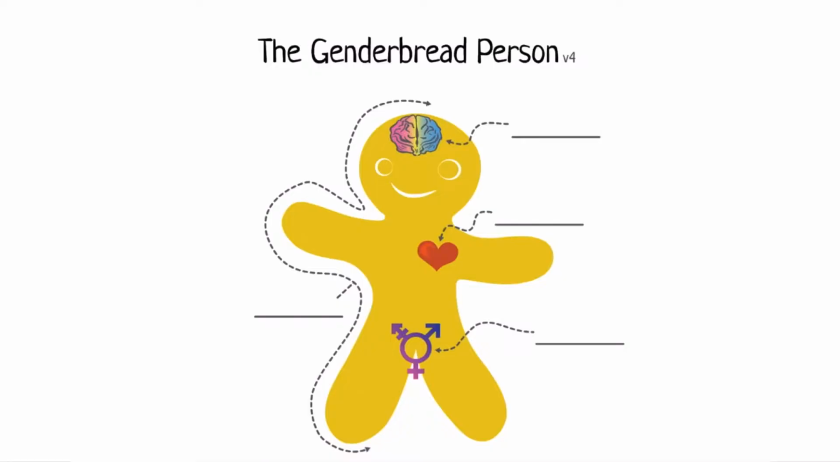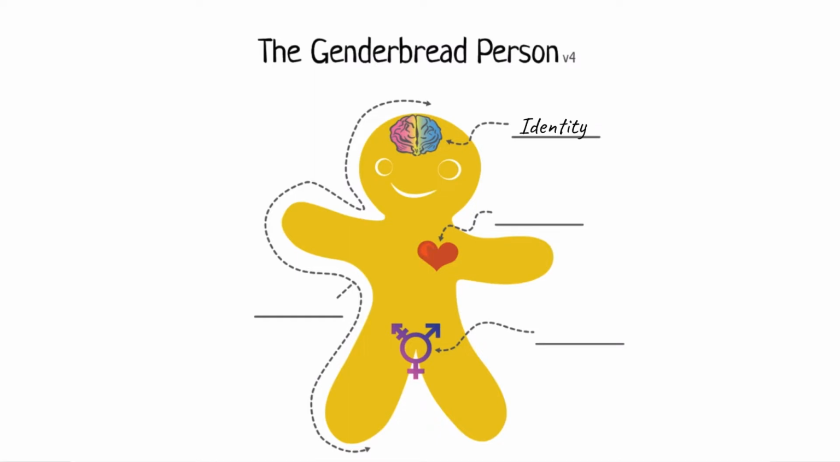On the first line, pointing to the brain, we can write identity. Gender identity is who we, in our heads, know ourselves to be based on what we understand to be the options for gender and how much we align or don't align with one of those options. Gender identity is our psychological sense of gender.